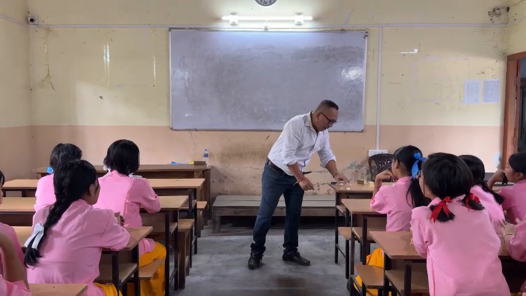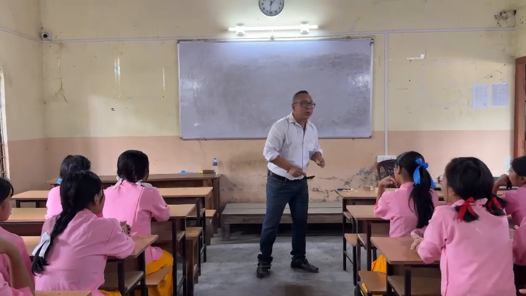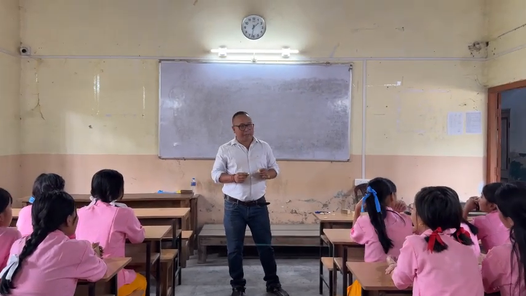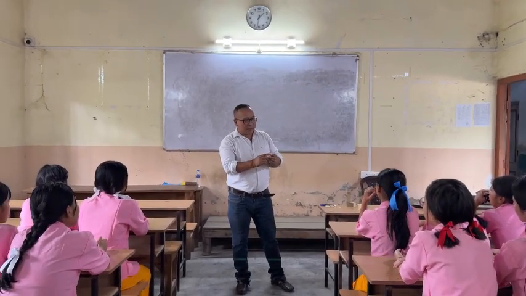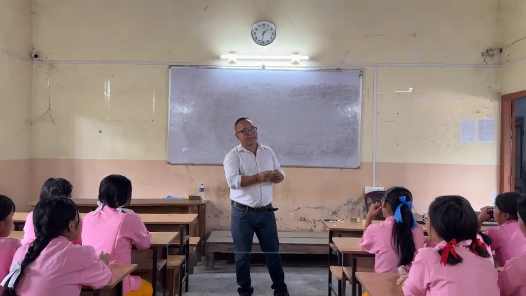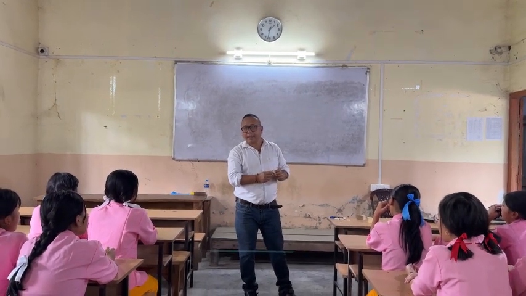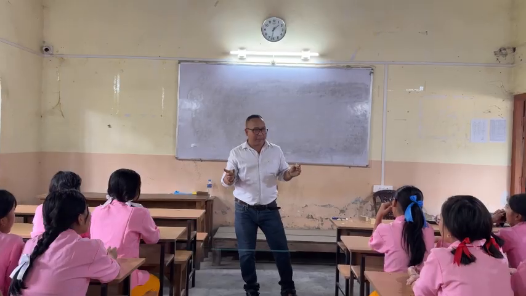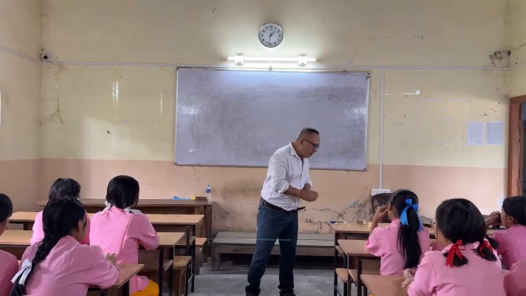And again, congruence and similarity are different. Congruent means the triangles should be of the same size and same angles. Similar means the size may be different. Can you get my point? This is a basic idea.